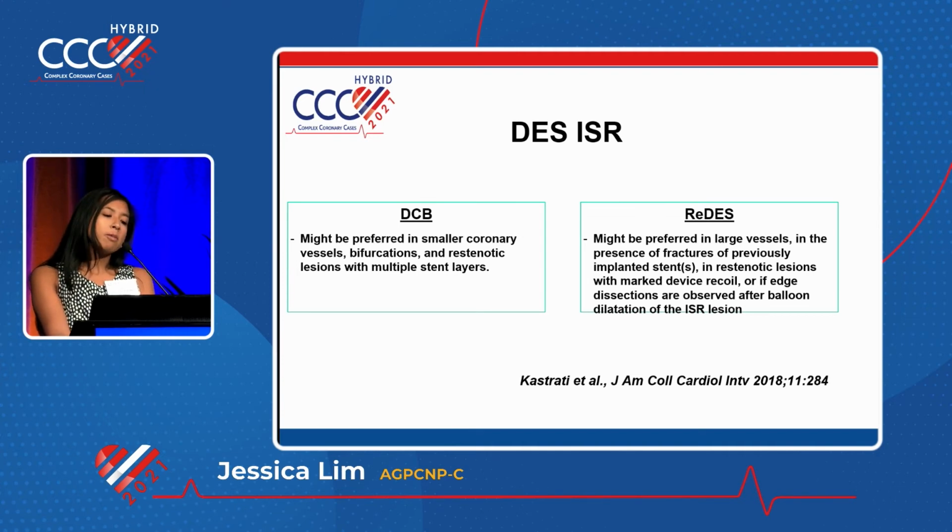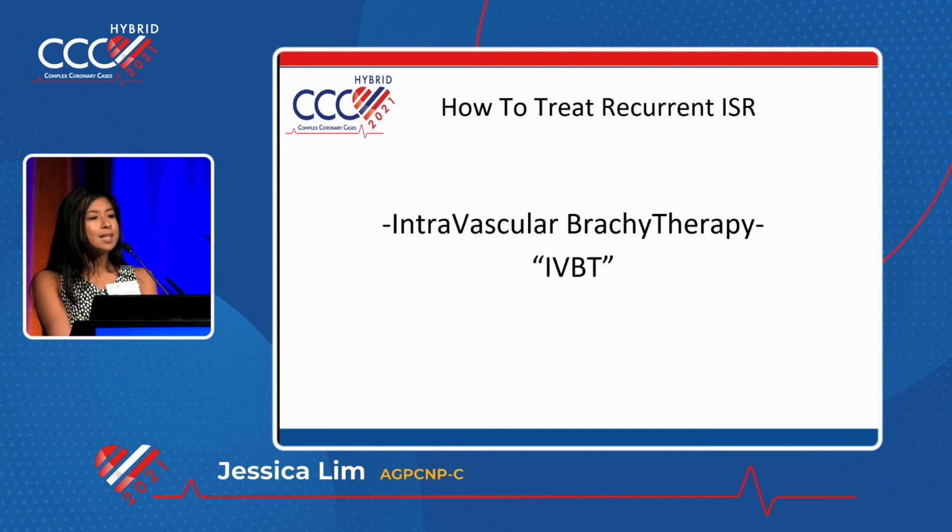The balloons sometimes are preferred in smaller coronary vessels, bifurcations, restenotic lesions with multiple stent layers. Also, the stenting with another stent can be preferred in large vessels. And another treatment that I wanted to touch upon is intravascular brachytherapy, also known as IVBT. Our cath lab gets a lot of referrals for this just because they're not done in many of the institutions. And the way I explain it to my patients is that you can't put a stent in a stent in a stent. After 2 stents, we have to think of something else. So that's why we do the IVBT.